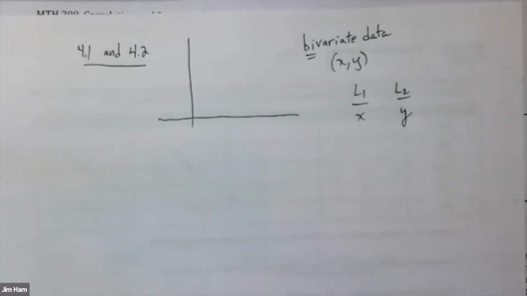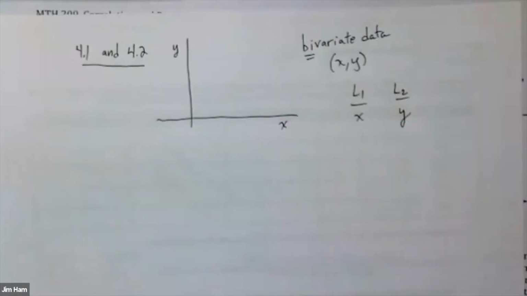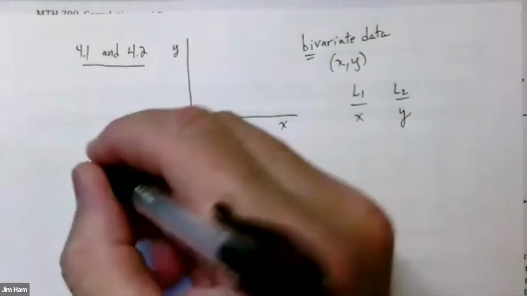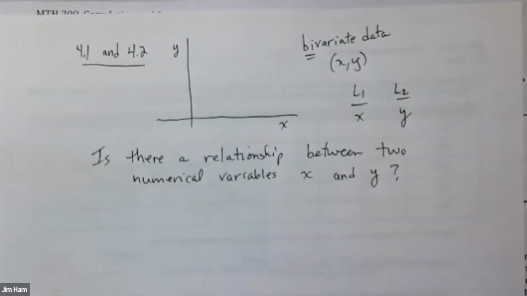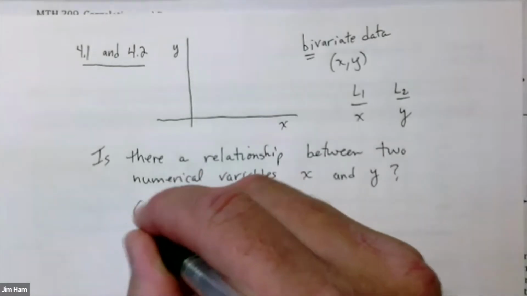And the goal is, can we see a linear relationship between the two variables, the two numerical variables? That's basically what we're looking for. And since this is descriptive statistics, we're going to describe the relationship between those two variables, x and y. And there are 3 different things that we're going to use to describe the relationship. And the first one is a graph.